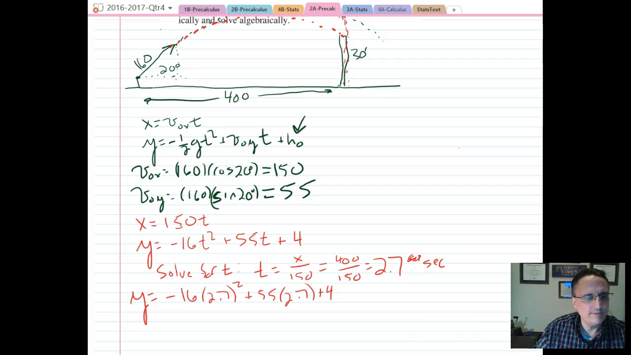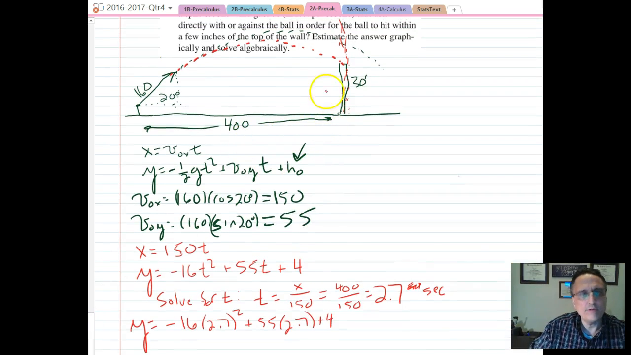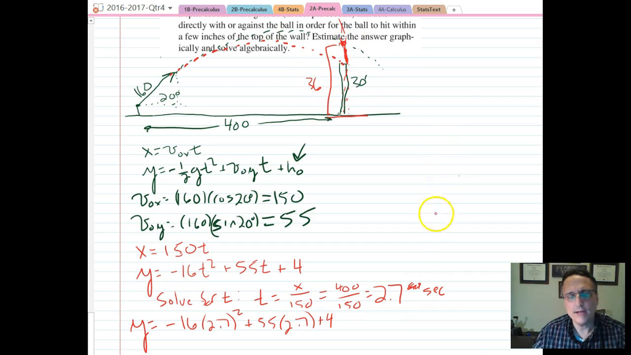So what that means then, class, is that when the ball has gone 400 feet, it is 36 feet above the ground. So it is right here, 36 feet, which means it is 6 feet above the top of the wall. So obviously what we're going to have to do is figure out what the wind speed should be at the moment that the ball is hit in order to slow it down, so that instead of it being 6 feet above the wall, it hits the top of the wall.